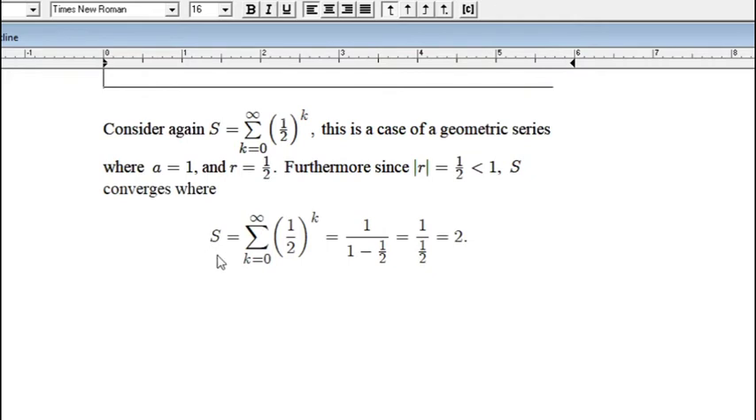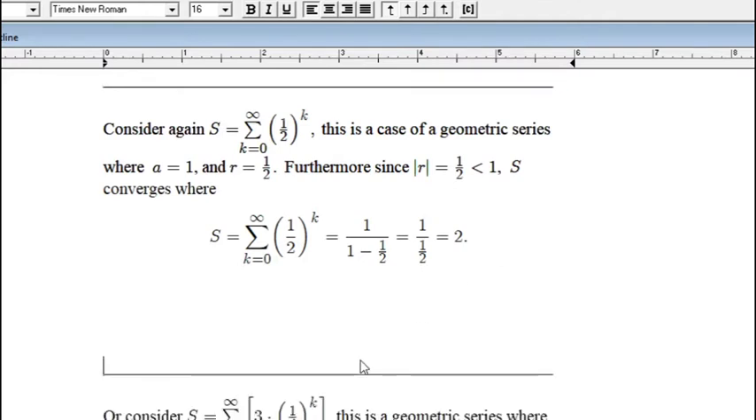The value of S can be calculated using the formula A divided by 1 minus R, where in our case A is the value of 1. That goes in the numerator. And in the denominator, we take the difference of 1 with our value of R, 1 minus R, or 1 minus 1/2 in this case, which produces 1/2. And 1 divided by 1/2 is 2 in value.